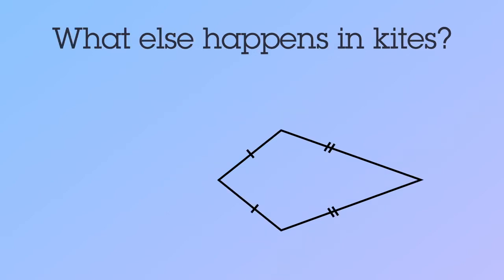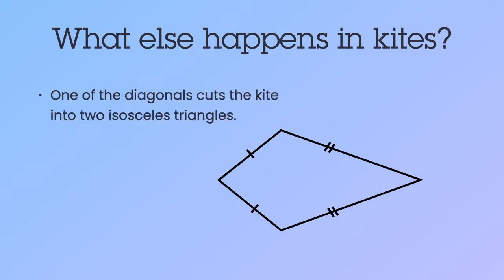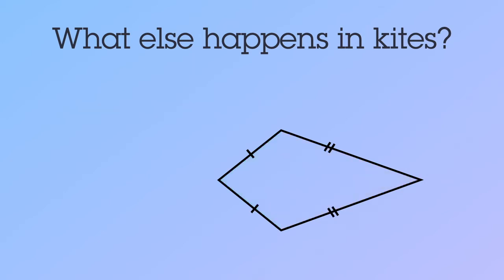Now, what else happens in kites? Here we have a kite pictured, but let's look at the diagonals. If you draw one of the diagonals, it cuts the kite into two isosceles triangles. This one happens to cut it into a left triangle and a right triangle. But remember, isosceles triangles have some things congruent. We'll be working with that. What else happens in kites?